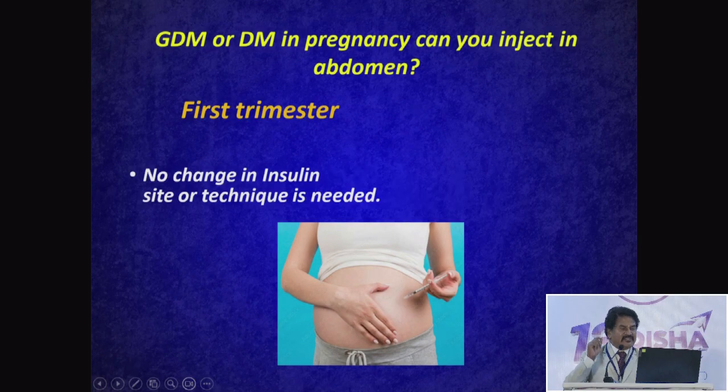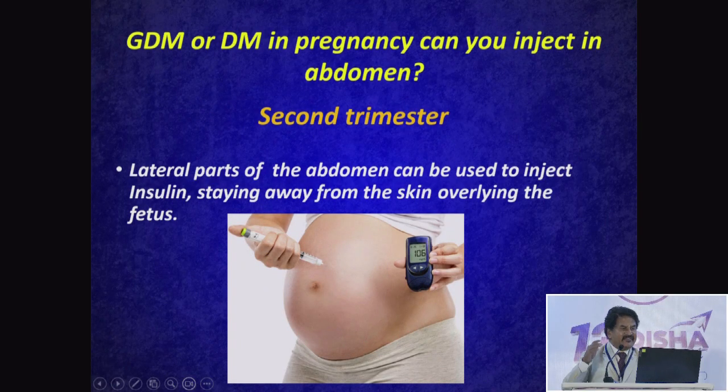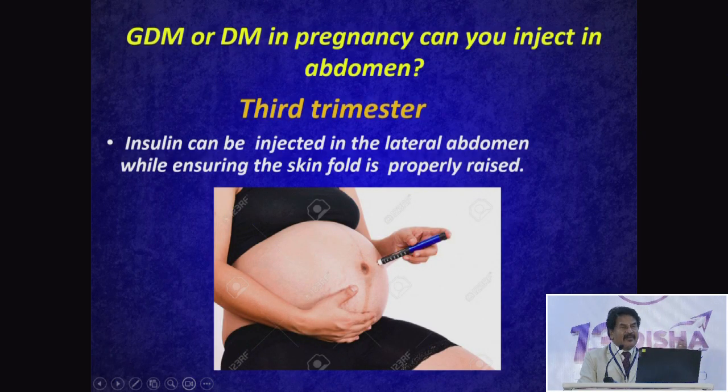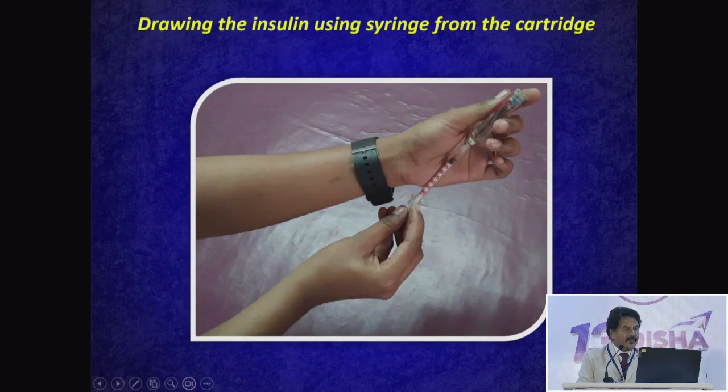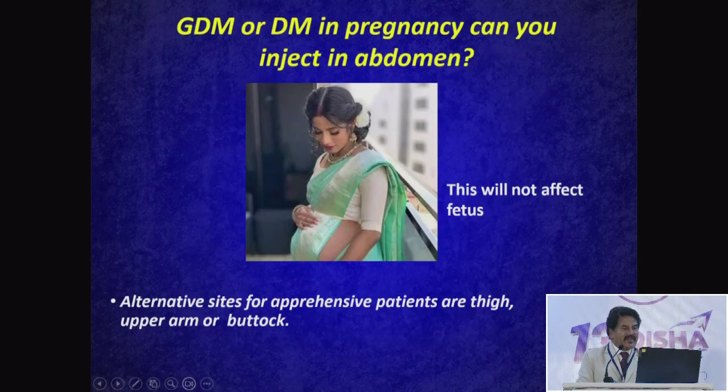Pregnancy, first trimester, no change in the insulin site or technique. Second trimester, you can use the lateral parts of the abdomen to inject insulin, staying away from the skin overlying the fetus. Third trimester, lateral part of the abdomen, you can use the skin fold raising method. If the patient is apprehensive, they can use the alternate sides.